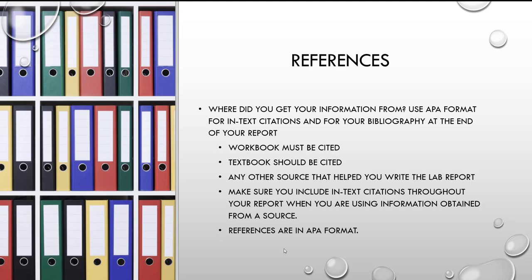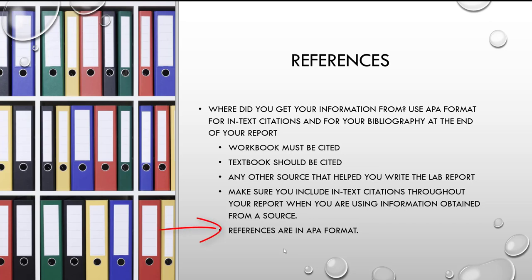And then the reference section. Where did you get your information from? You need to cite the workbook, since we got our methods from that. You should probably cite the textbook, since you'll get a lot of information from that. And to get the maximum points for the reference part of the rubric, you'll want to cite another source. You need to have at least three plus references to get full points for that part. Make sure that all of your references are in APA format.